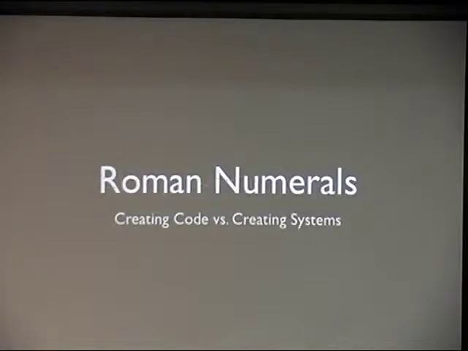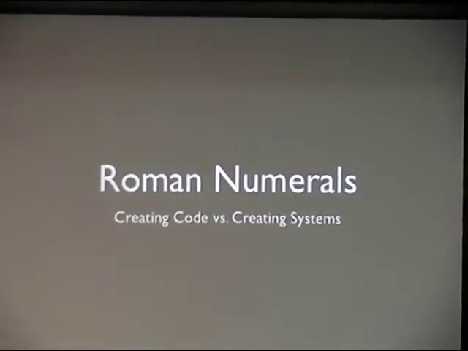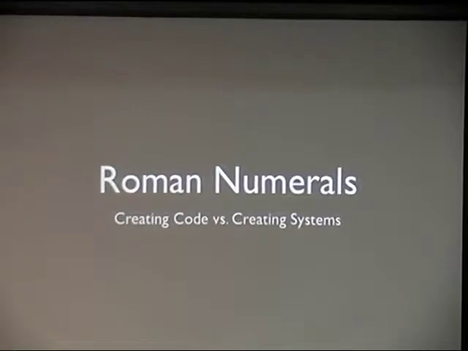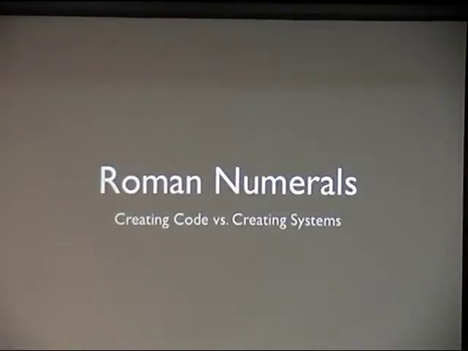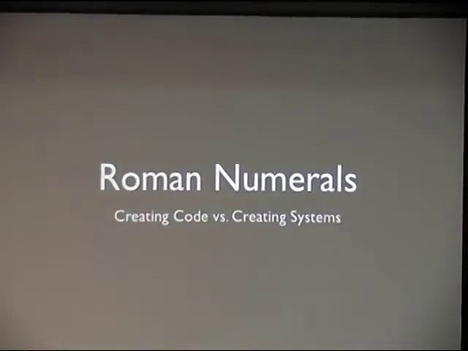Roman numeral problem. Basically, if you create a Roman numeral processor, from decimal into Roman numerals and from Roman numerals into decimal, it's very easy to create this system with code, with spaghetti code. So if the first one's this, then do that. But you run into issues with special cases.